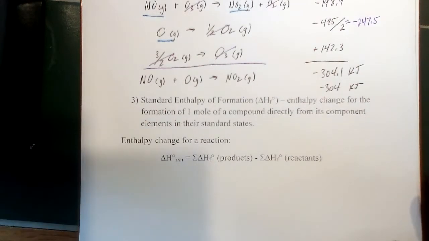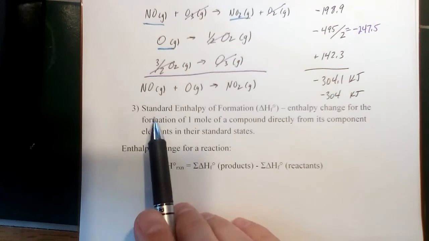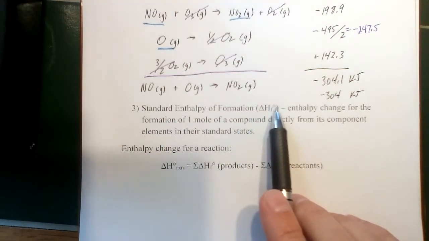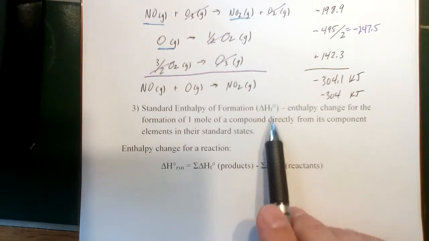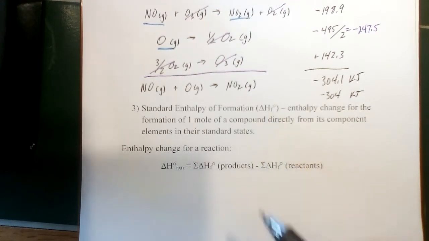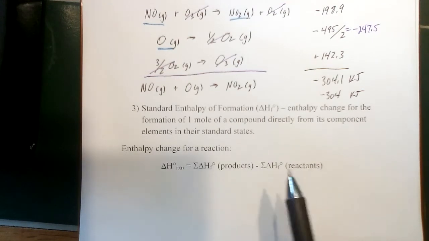Now let me just introduce, it's at the bottom of the page here, the third type of enthalpy problem, which is again a little different. So there's another way we can think about enthalpy, and this is called the standard enthalpy of formation. So again, the little degree sign means standard or standard conditions, and the subscript f here is for formation. So this is not for a reaction, this is for an individual molecule or compound.